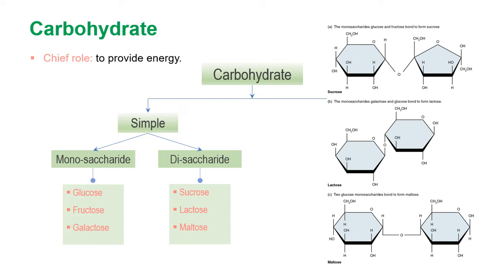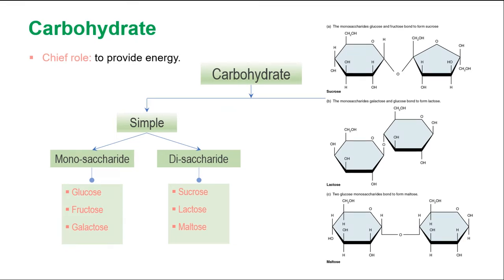Sucrose is formed by combining glucose and fructose. Table sugar that we commonly use is an example of sucrose. Lactose is formed by combining glucose and galactose. It's mostly found in milk and dairy products. Maltose is formed by combining 2 glucose molecules.